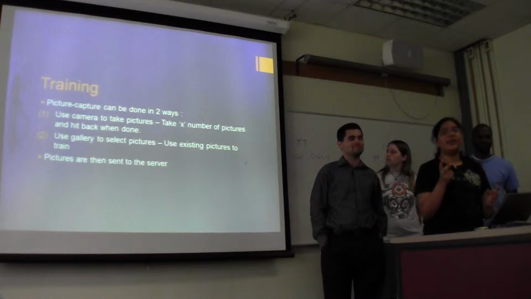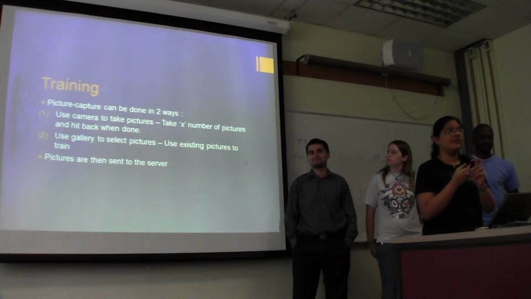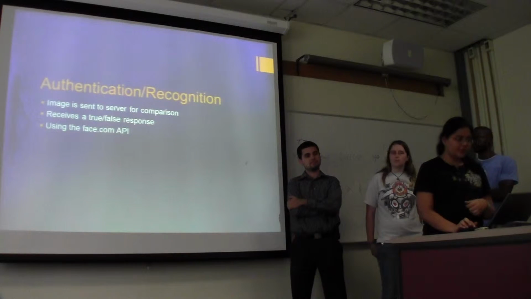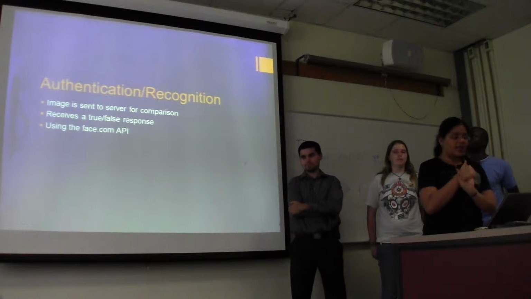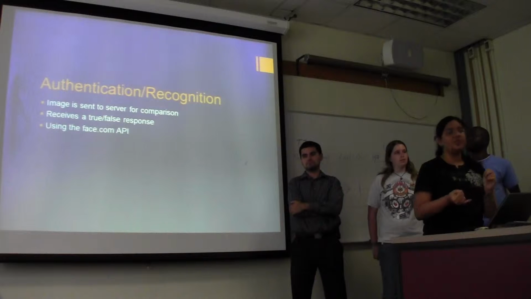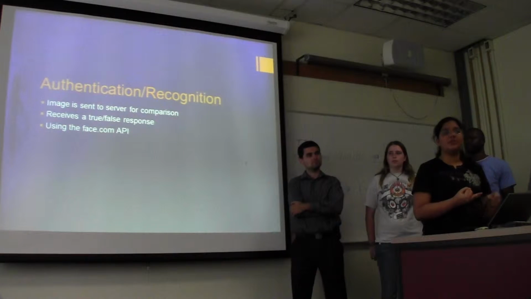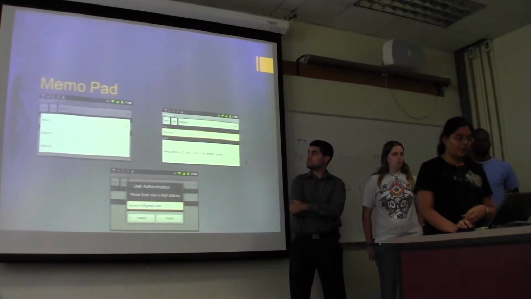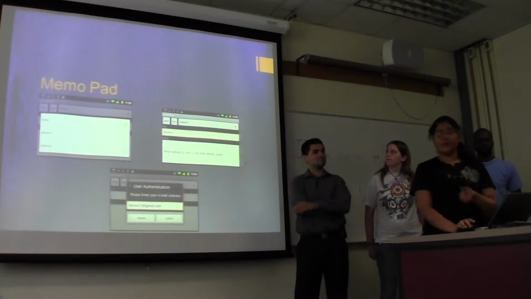And then training, you can train it in two ways. You can train it from the camera, and you can use the gallery. You can use the existing pictures. All these are then sent to the server. And for authentication recognition, the image is sent to the server for comparison. You'll receive a true or false response from the server that will tell you whether the training went through, or the recognition went through or not. Memo pad, Ben will talk about it in detail.